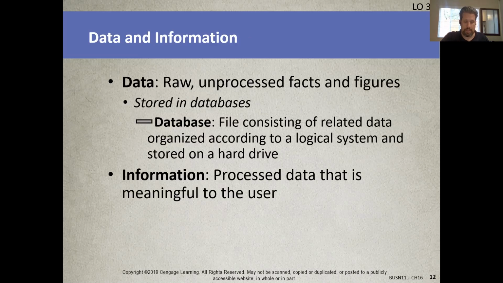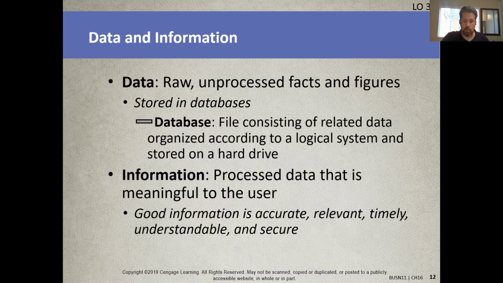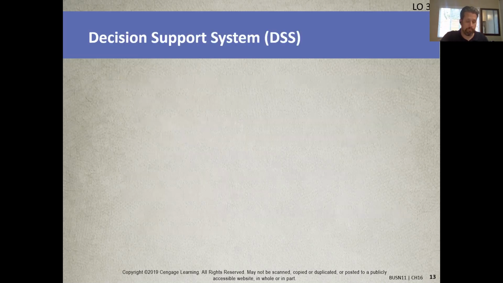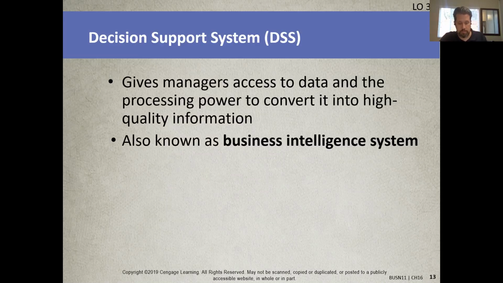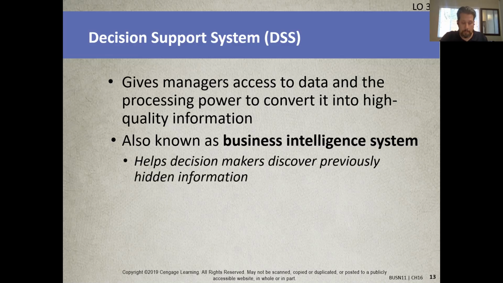Files are organized in a systematic order in a database, and a company might have different databases to meet the specific needs of their various departments. The IT department works closely with managers to support their decision-making processes. They help managers convert data into good information efficiently and quickly.